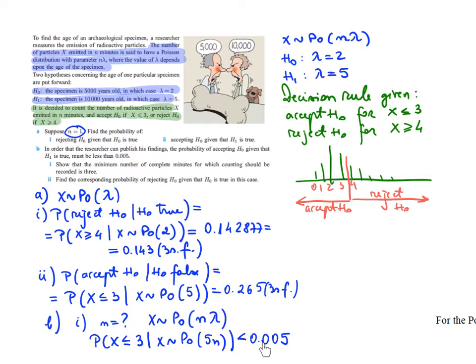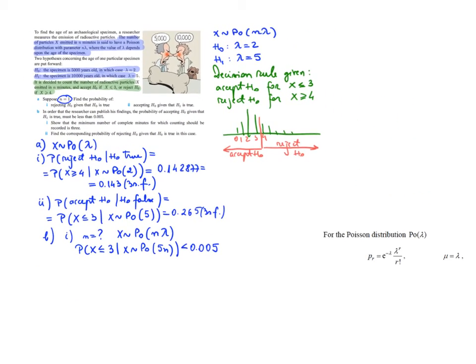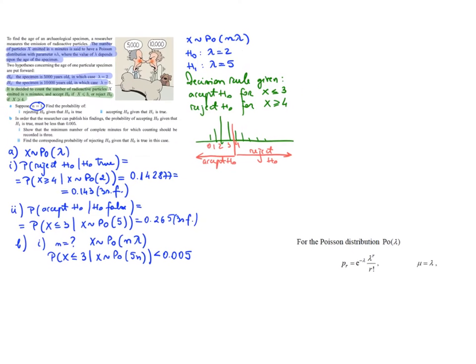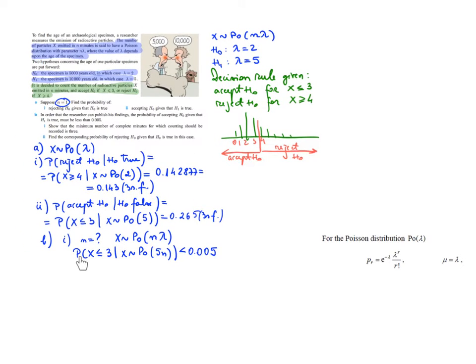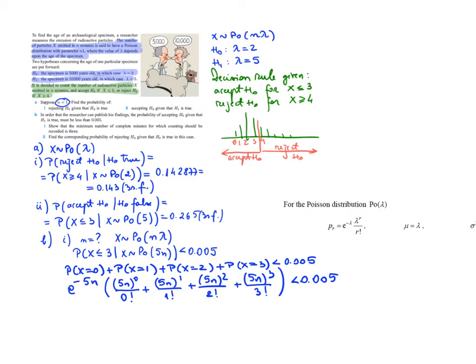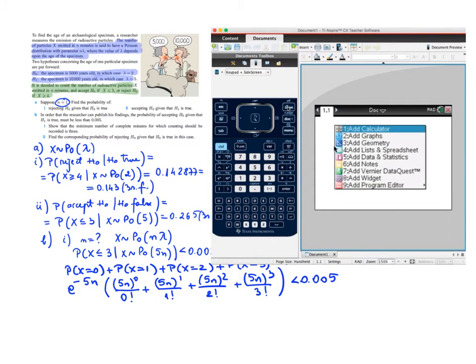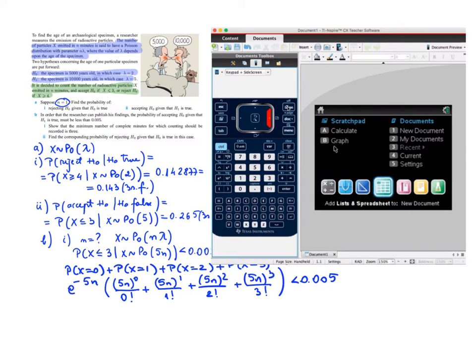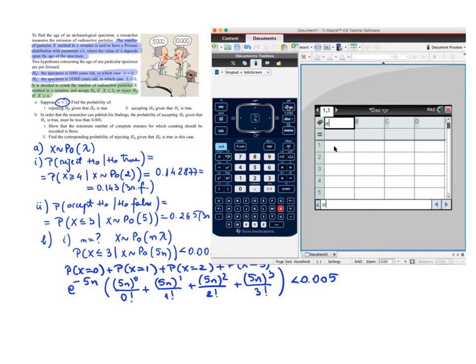And I'm going to write this mathematically. I use the formula for the Poisson distribution. The probability of x smaller or equal than 3. And now think how you can use your calculator smartly to solve this equation. It can be by trial and improvement. That's what I used.